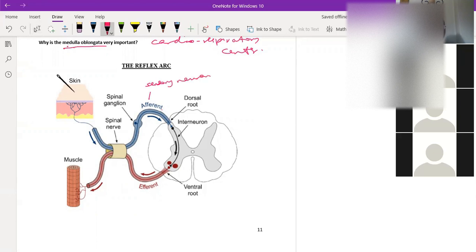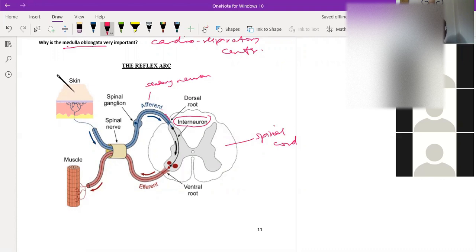Neuron. So it goes through this sensory or afferent neuron and then goes to the spinal cord. So this is the spinal cord. Everything occurs at the level of the spinal cord. It travels into the spinal cord, and in the spinal cord we have what we call the interneuron. The interneuron interprets the message and then generates a response. And the response goes through the efferent neuron.